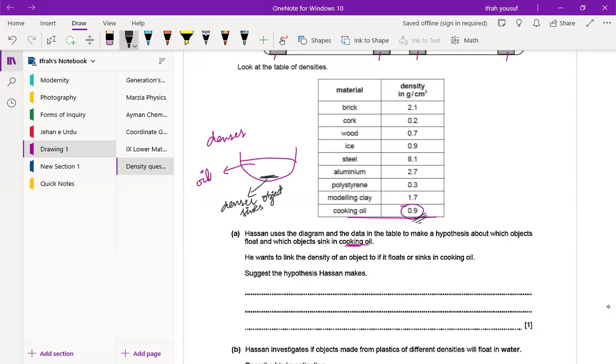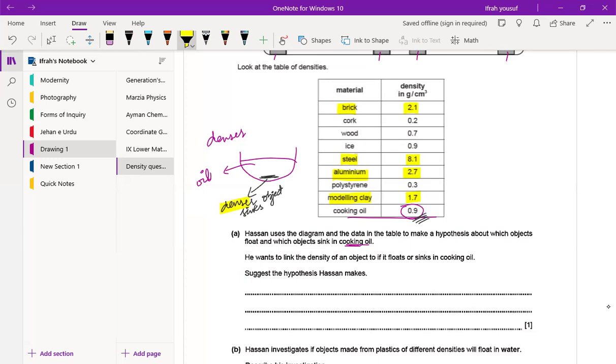What is the value of cooking oil? 0.9. And how many objects are denser than cooking oil? Denser. Four. Can you please name them? Modeling clay. Okay, this is also denser. Take care. Aluminium. Aluminium is also denser than cooking oil. Steel. Steel is most dense, right? Brick. Brick, yes, this is also denser. Good. Okay. Is this clear to you?